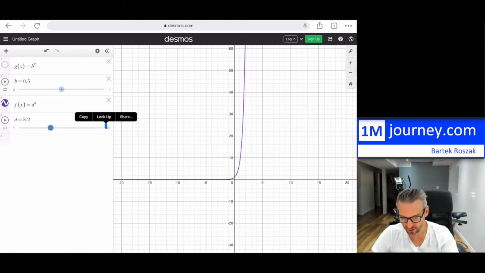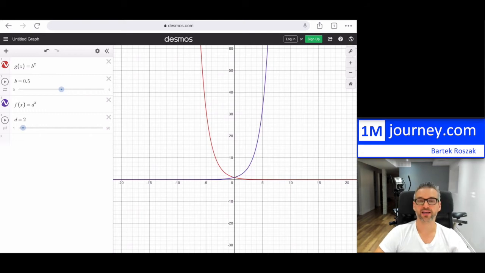So for us, we had b equal to 2, so I'll put it at 2 right there, and then I'll bring that. And you notice that it's a mirror image in the y. So if the base was 0.5, which is 1 over 2, or if the base is 2, they're just mirror images of each other. So that's what you would have.